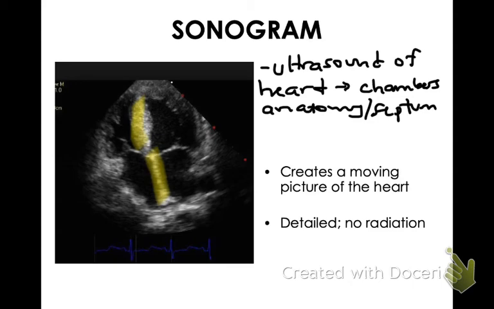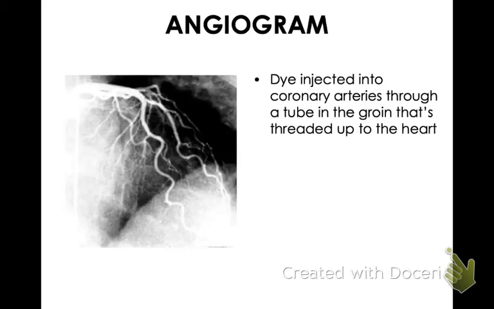Another thing that they could be looking at is the thickness of the muscle. Too thick would usually mean that your heart is working too hard, and that's actually a bad thing. Too thin means that your heart doesn't have enough muscle, another bad thing. They might be looking at the valves and seeing if the valves are opening and closing properly. So all kinds of different things that a sonogram can show.